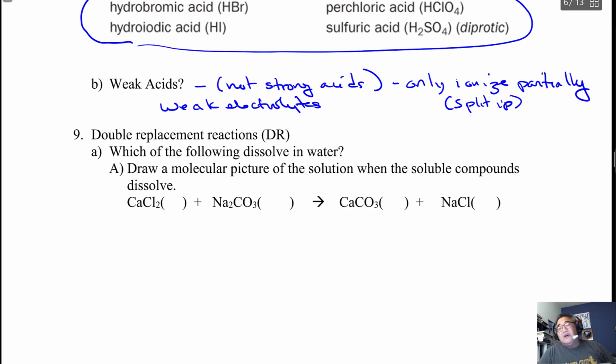Now, in chapter 14, we'll cover some weak bases that we don't talk about in these chapters. But there are some weak bases that are also weak electrolytes. The strong bases are like the soluble hydroxides, like sodium hydroxide, potassium hydroxide. Those are all strong electrolytes.